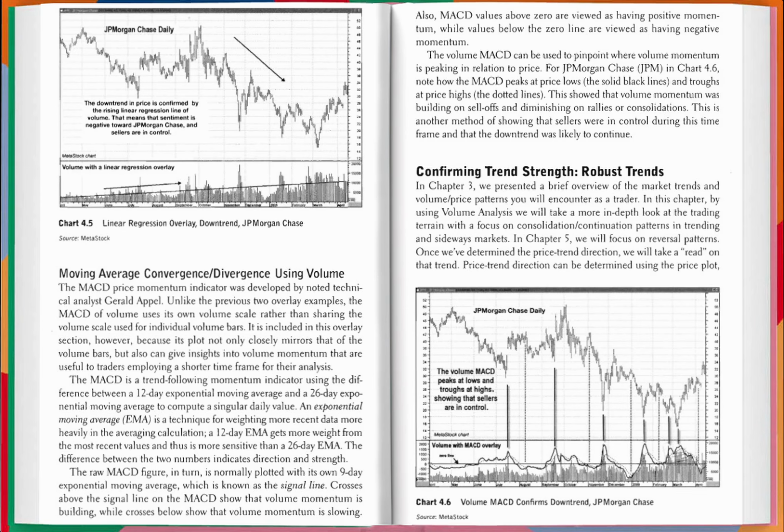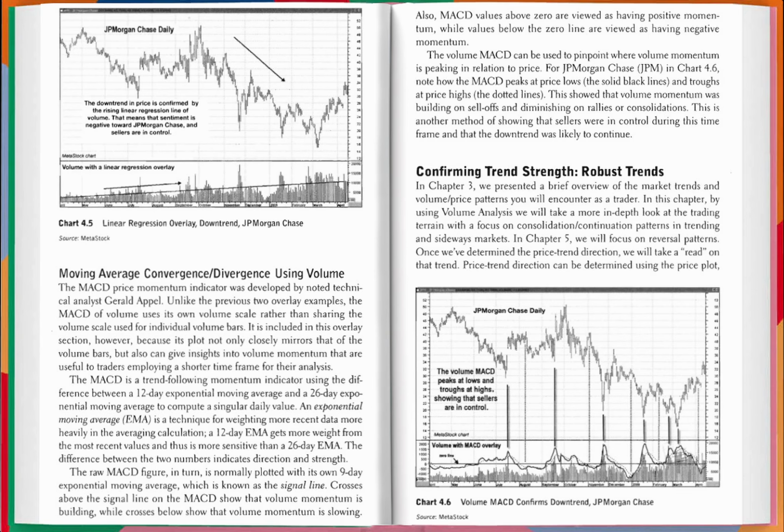The raw MACD figure, in turn, is normally plotted with its own 9-day exponential moving average, which is known as the signal line. Crosses above the signal line on the MACD show that volume momentum is building, while crosses below show that volume momentum is slowing. Also, MACD values above zero are viewed as having positive momentum, while values below the zero line are viewed as having negative momentum. The volume MACD can be used to pinpoint where volume momentum is peaking in relation to price.